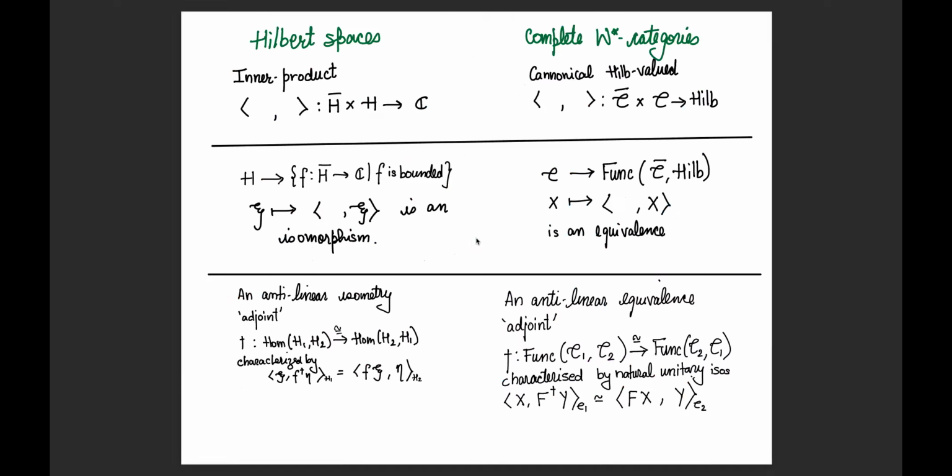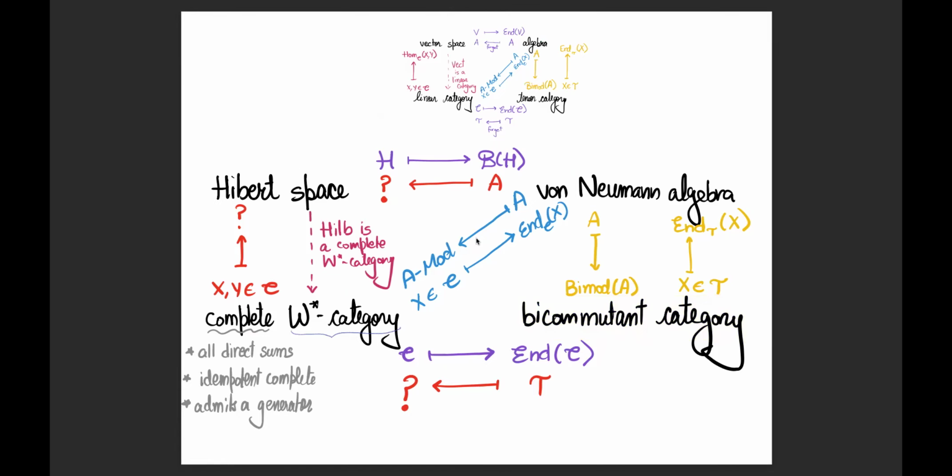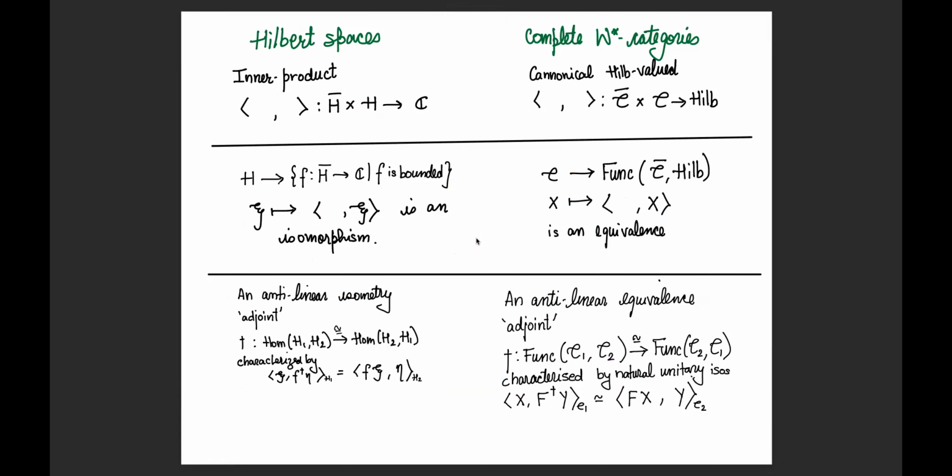So first, I would want to tell you what this thing, which was here as complete W* categories, was. So these are functional analytic linear categories, and they essentially are von Neumann algebroids. So if you want to think of a linear category as an algebroid such that every object has an endomorphism algebra, here every object has an endomorphism von Neumann algebra. And the inner product of the Hilbert spaces has a direct analog there. Instead of a complex valued inner product, you have a W*-algebra valued inner product.